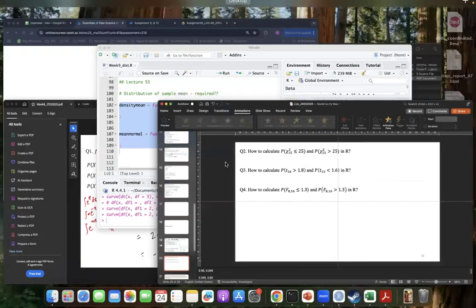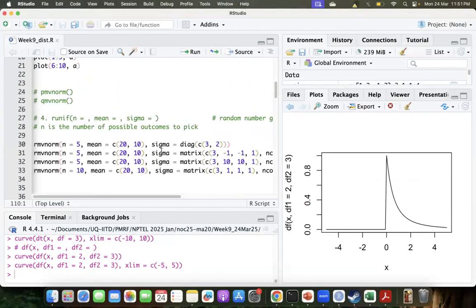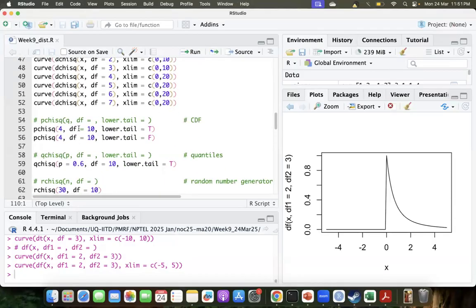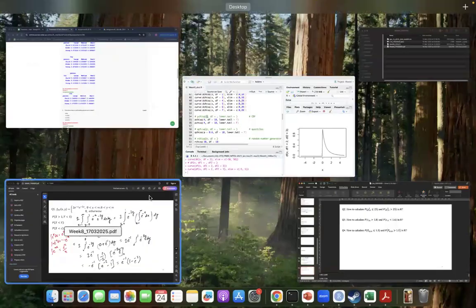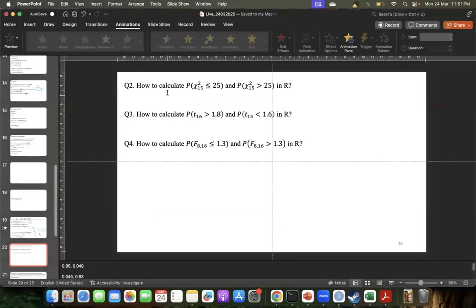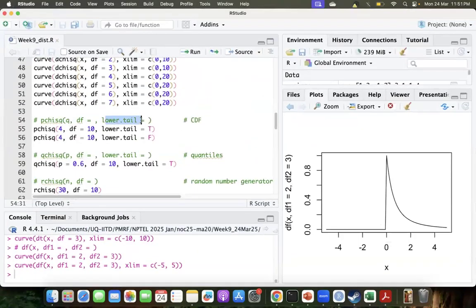So again, remember there were these 4 types of formulas that we've been talking about. For chi-square, for example, it's going to be this formula: P chi SQ. And instead of Q here, you're going to give this value. So it's 25 here. And then it says degree of freedom. So that's going to be 15 for this question. Okay. That's 15 here. And then lower tail.